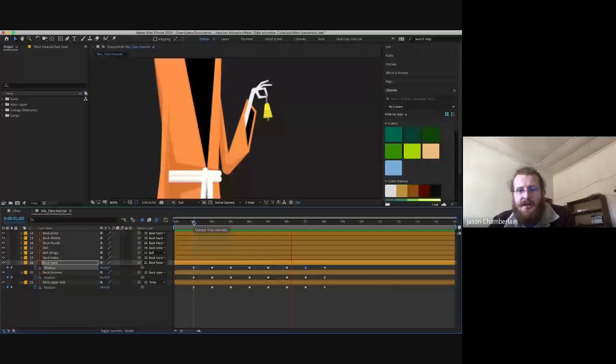All right. So we're starting to get the hang of this, starting to bring it all together. Okay. So I parented my bell to layer 19, which is my back index.